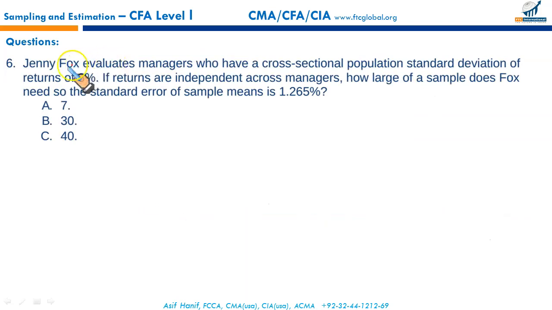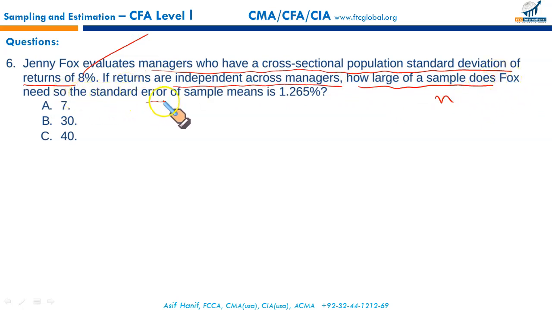Question number 6. Jenny Fox evaluates managers who have a cross-sectional population standard deviation of returns of 8%. If the returns are independent across managers, how large a sample n does Fox need so that the standard error of the sample mean is 1.265%? Now this is a question in the total reverse order. So far we have been calculating the standard error, but here the standard error is given. We have to work back, so it's no big deal.